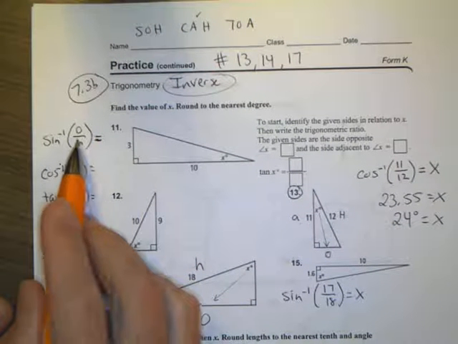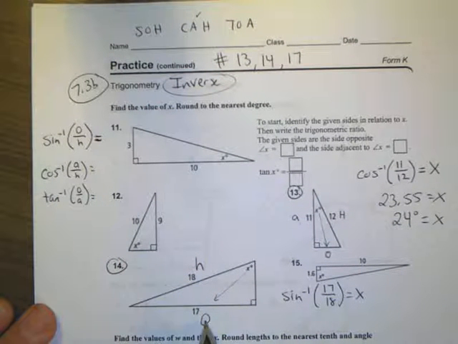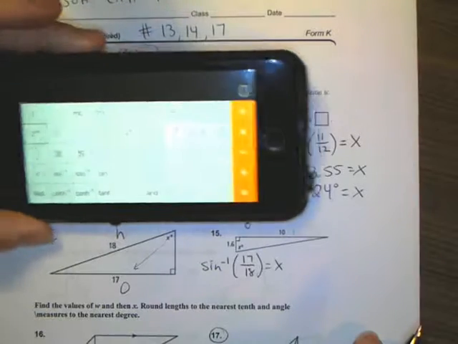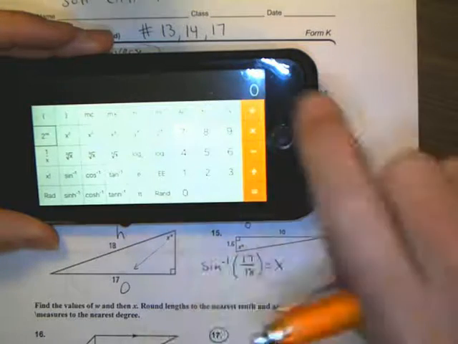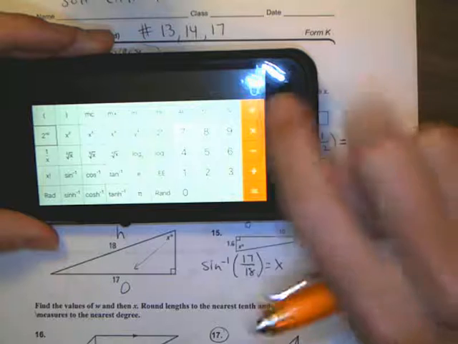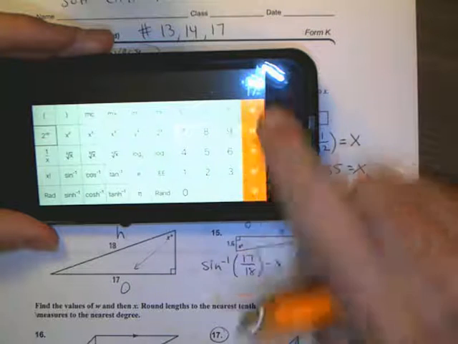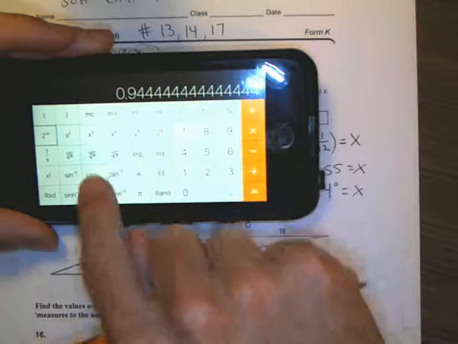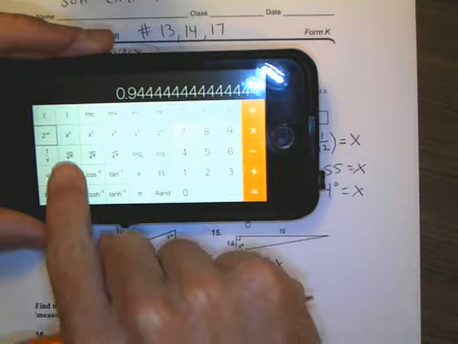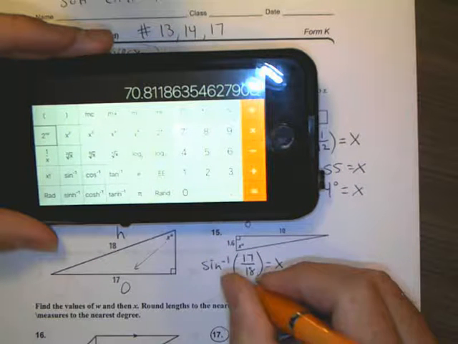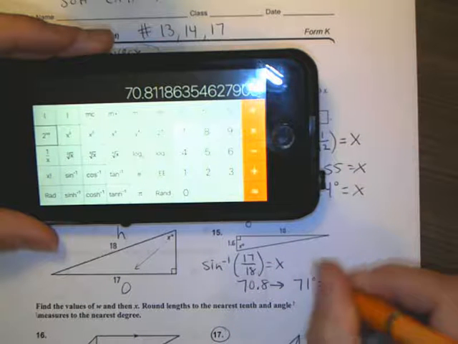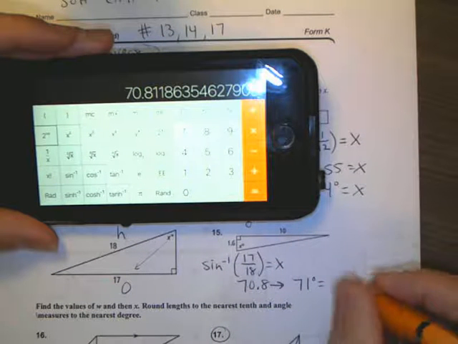Because sine is opposite over hypotenuse, I have opposite over hypotenuse. So again, using the calculator, I still have it at the second value. So I do 17 divided by 18 equals 0.9444, and I'm going to do the inverse sine, and I end up with 70.8, which rounds up to 71 degrees, is what x equals.